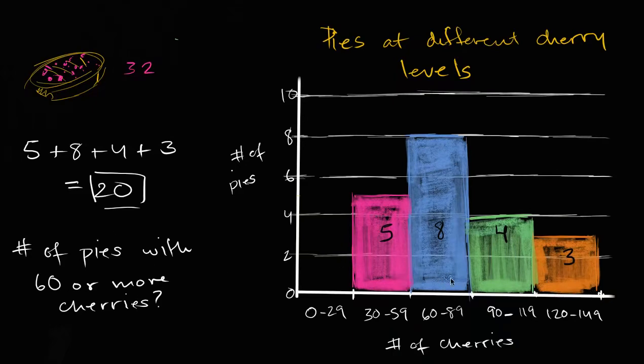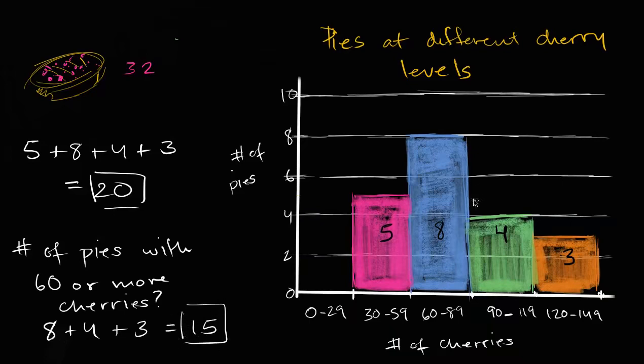So it's going to be these 8 pies that are in this bucket, plus these 4 pies, plus these 3 pies. So it is going to be essentially everything but this first bucket. All the pies except for these 5 pies have 60 or more cherries. So it should be 5 less than 20. And so let's see, 8 plus 4 is 12, plus 3 is 15, which is 5 less than 20.